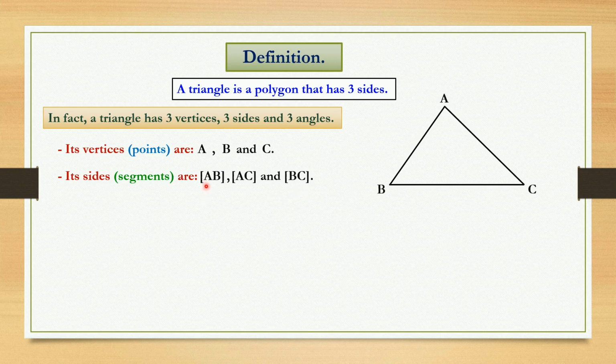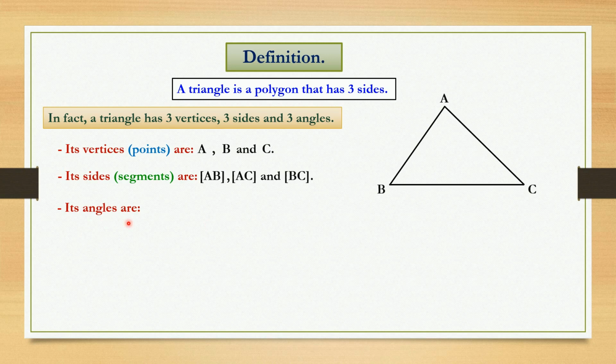Also, you can name AB, BA, it's the same. AC, we can name it CA, and BC, we can name it CB. Of course, we write one of the two names. We don't write AB and BA at the same time, because if we write them all, we will obtain 6 segments, 6 sides, which is wrong. We only have 3 sides.